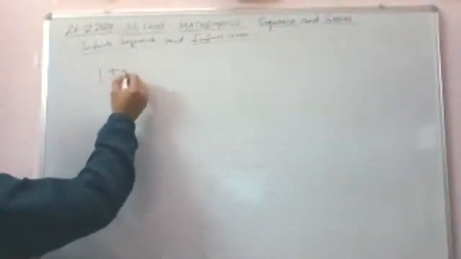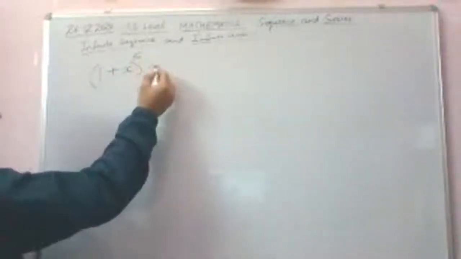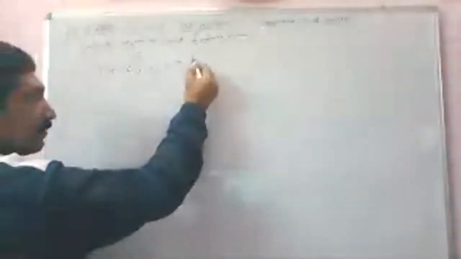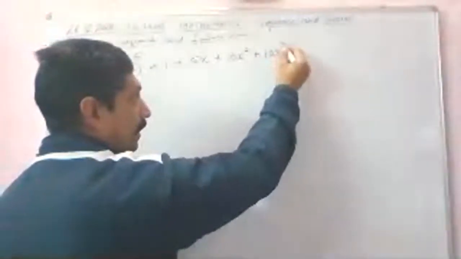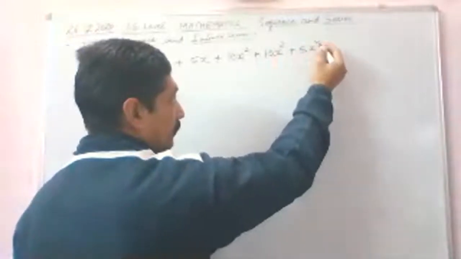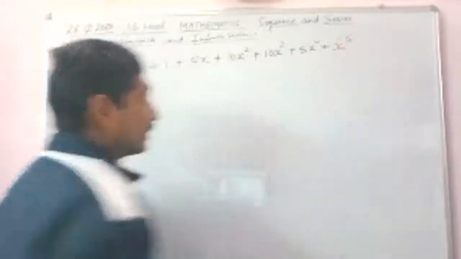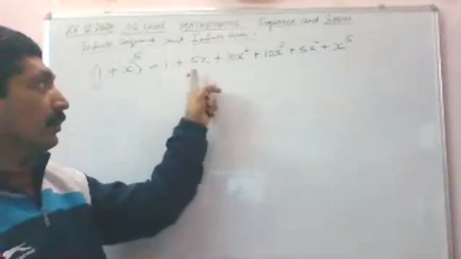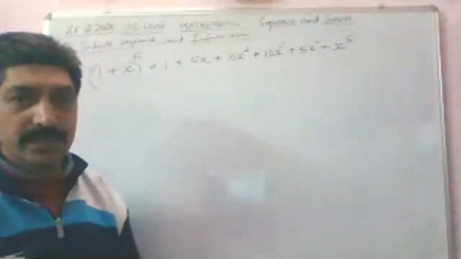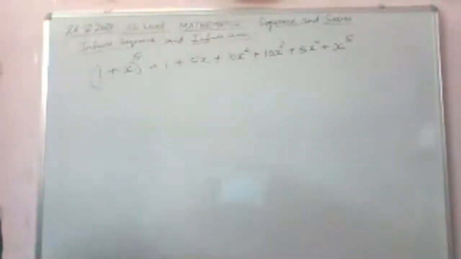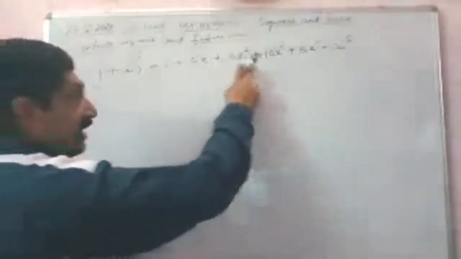If we have 1 plus x raised to power 5, then we can write it as 1 plus 5x plus 10x square plus 10x cube plus 5x raised to power 4 plus x raised to power 5. So this is a finite one. Total 1, 2, 3, 4, 5, 6 terms are there. So this is a finite sequence, right? And now when we are adding, it becomes a series.